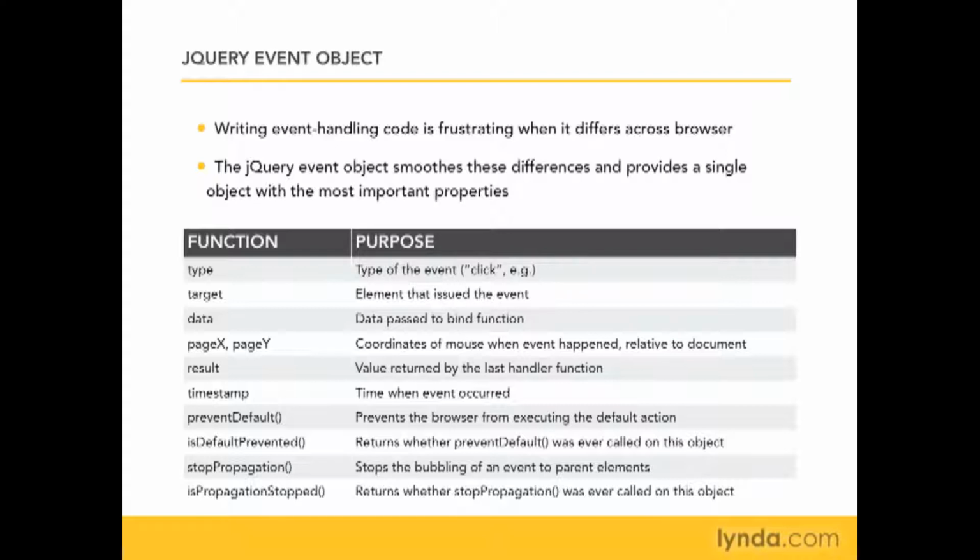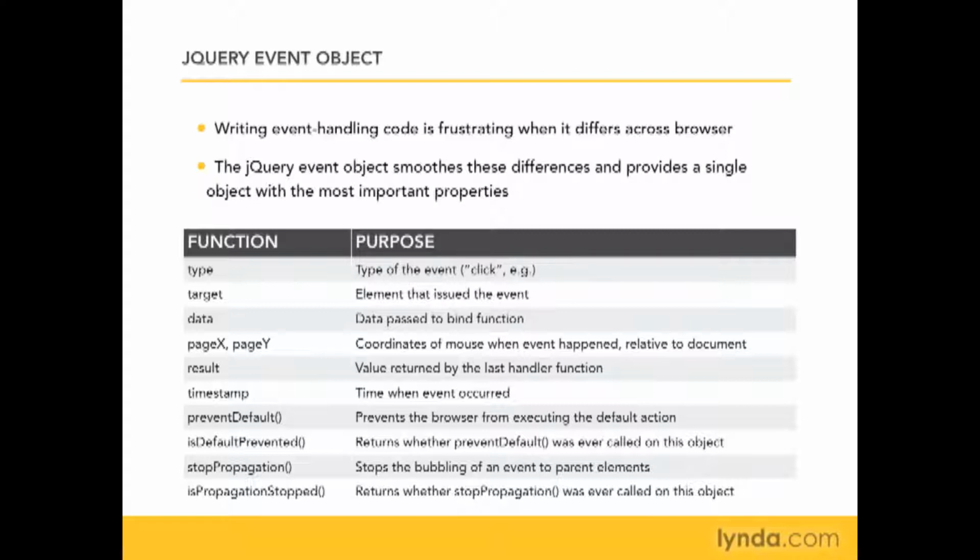The target property is the element that issued the event. So looking at the event object, you can figure out which element in the page the event came from. The data property is optional. If you passed any data parameter to the bind function, this property will contain that value.